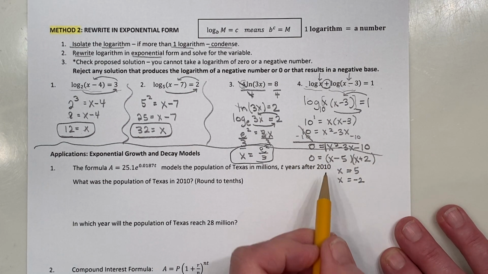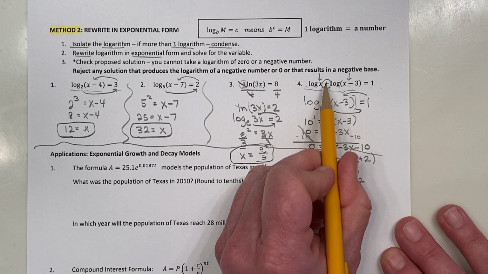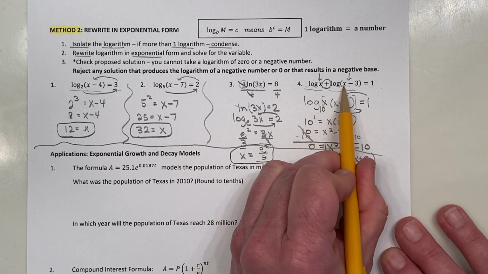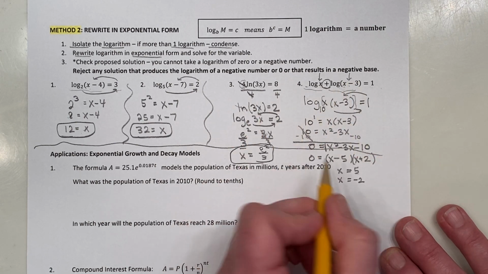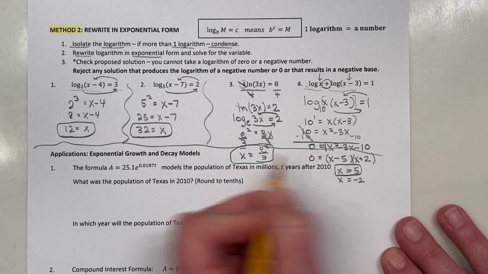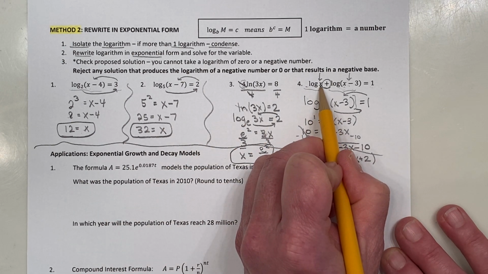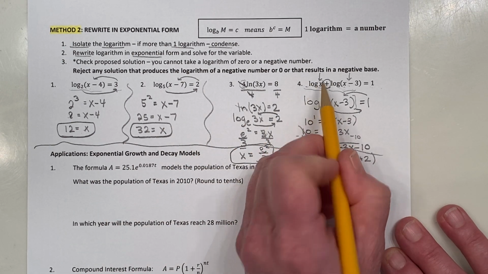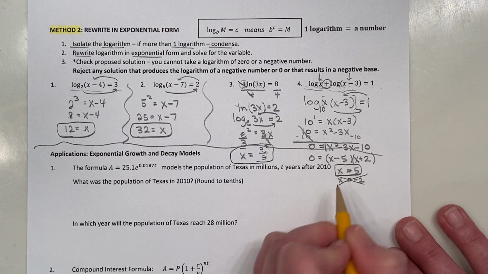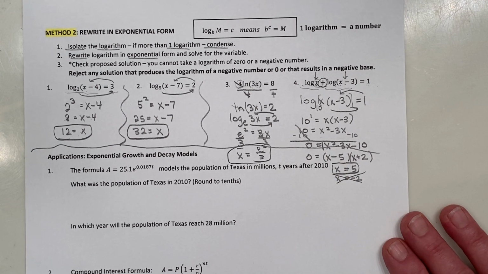Now let's check each of these in the original problem. Let's check 5 first. When 5 goes in for x, that's a positive number, we're good. When you plug negative 2 in for that x, well, you get the log of negative 2, so we can't have negative arguments, so our only solution is x equals 5.